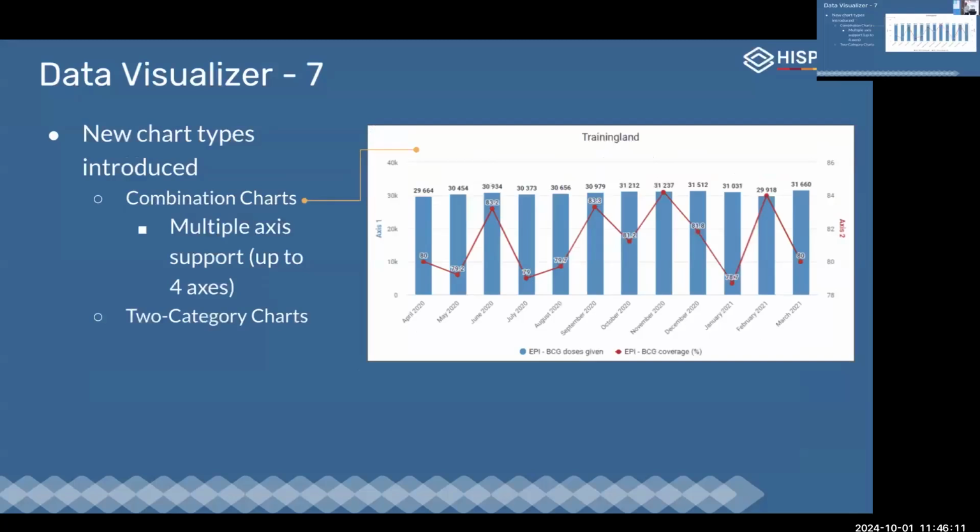And DHIS2 now supports multiple axes. So as you can see here, it's not our simple X and Y, one single X axis and one single Y axis, but here we have more than one Y axis. So for example, here we have one axis, right? The range is different to what we have on this side.